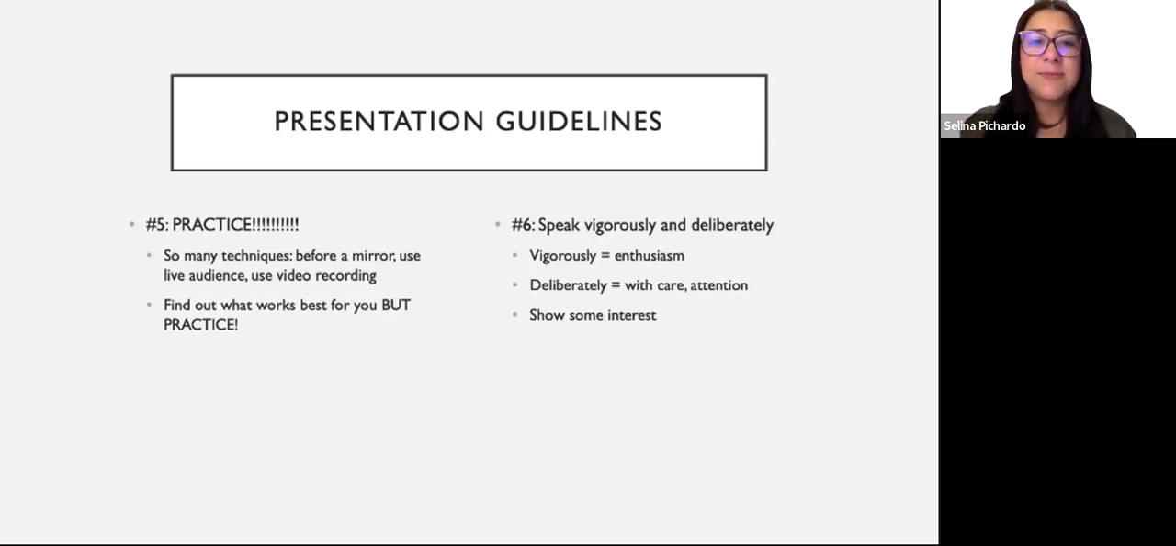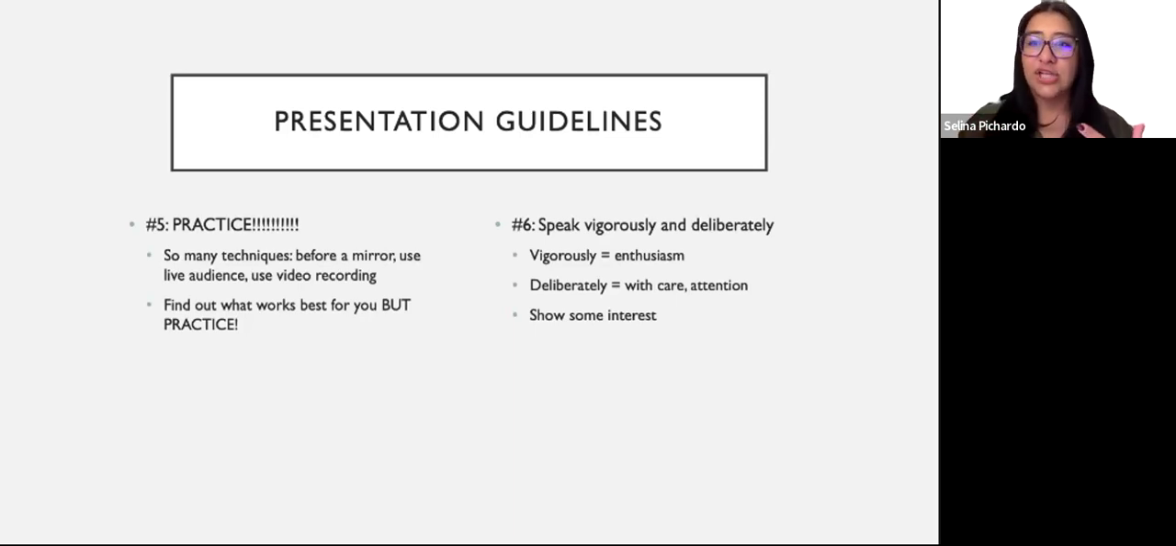Number six, speak vigorously and deliberately. That means with enthusiasm, but also with care and attention. Are you going to be mentioning any names? Are you going to be giving credit to people? Make sure you know how to pronounce certain words. Make sure you are enthusiastic. Use hand gestures, and that's another rule that I will go over.